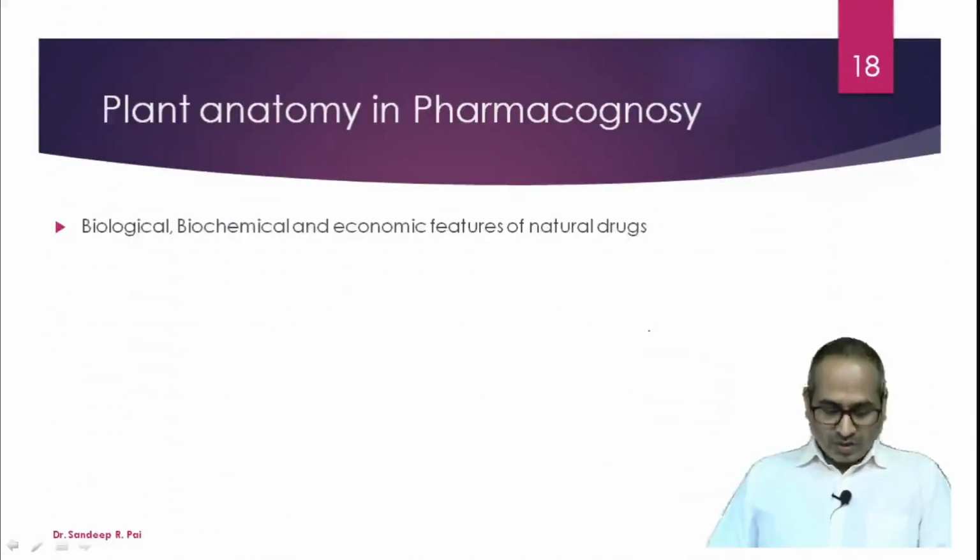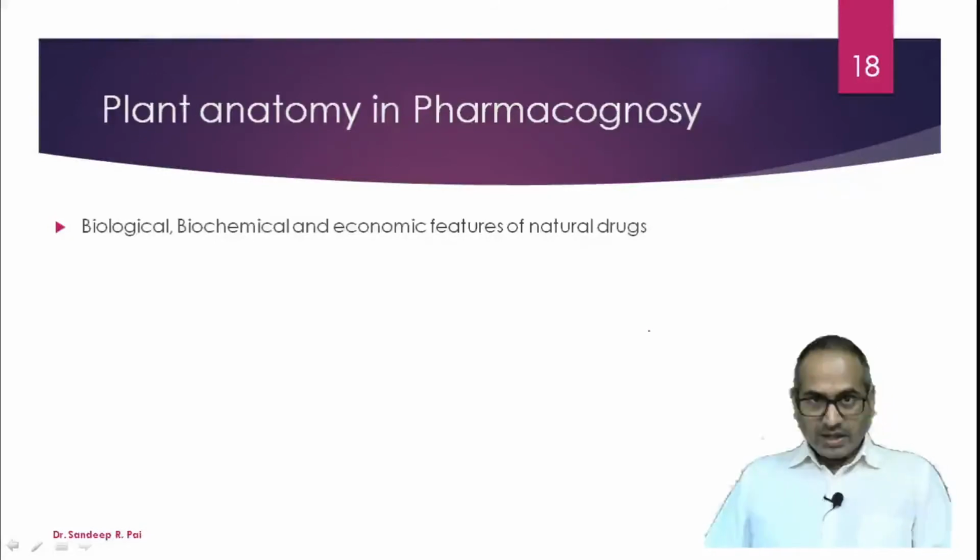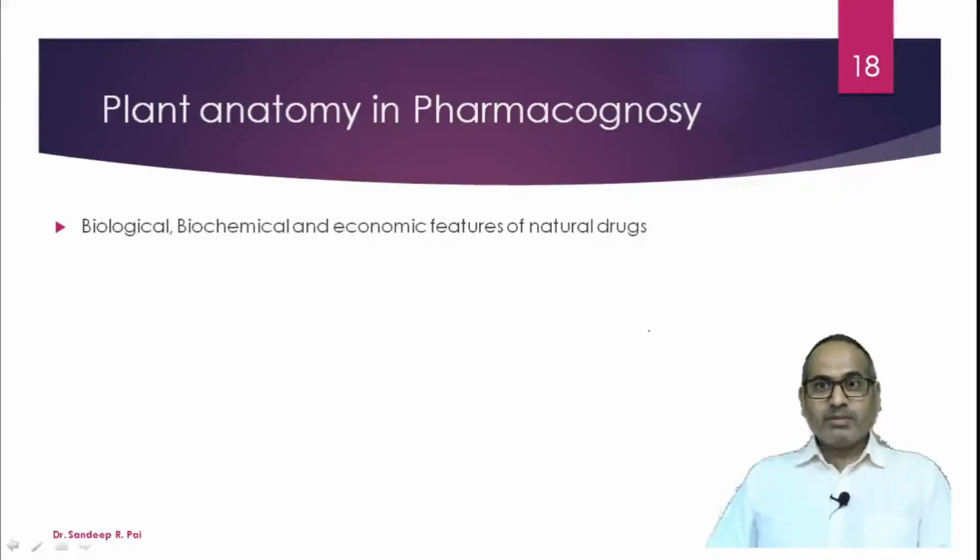Now we move on, we change our gaze from the ecological part to plant anatomy in pharmacognosy. There are two more left: plant anatomy in pharmacognosy and wood science. Plant anatomy in pharmacognosy, I suggest that, pharmacognosy, what does pharmacognosy mean? It is the study of biological, biochemical and economical features of natural drugs.